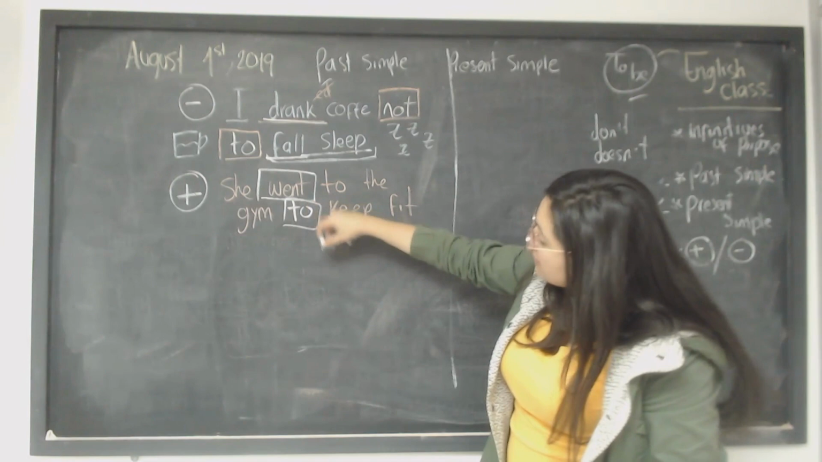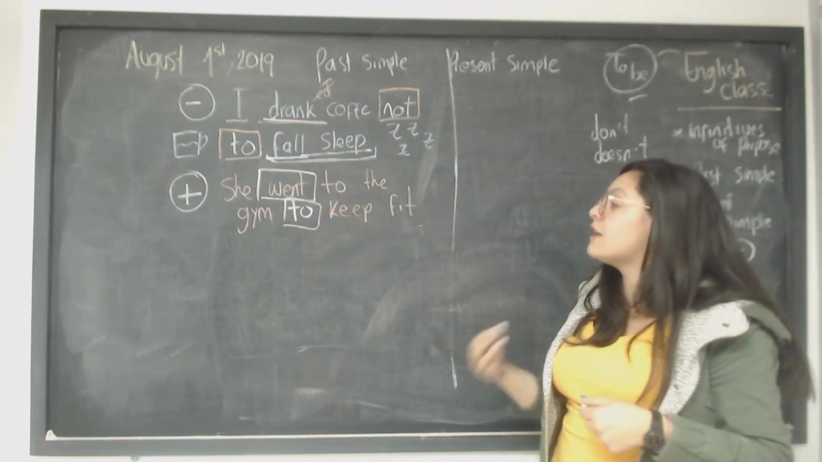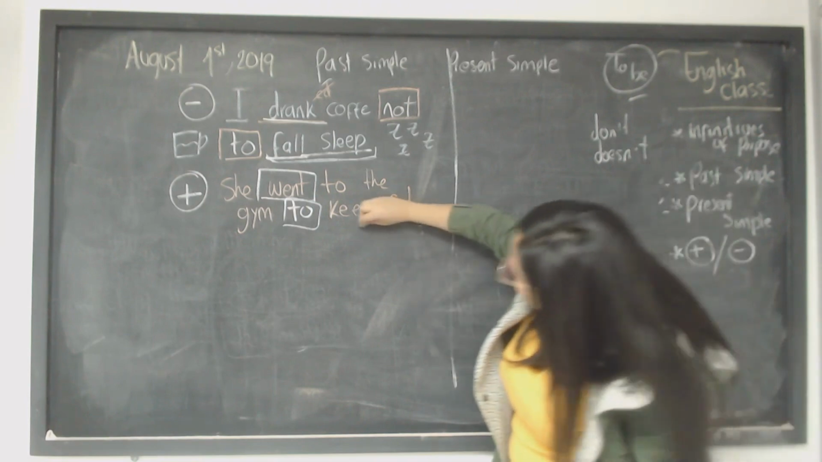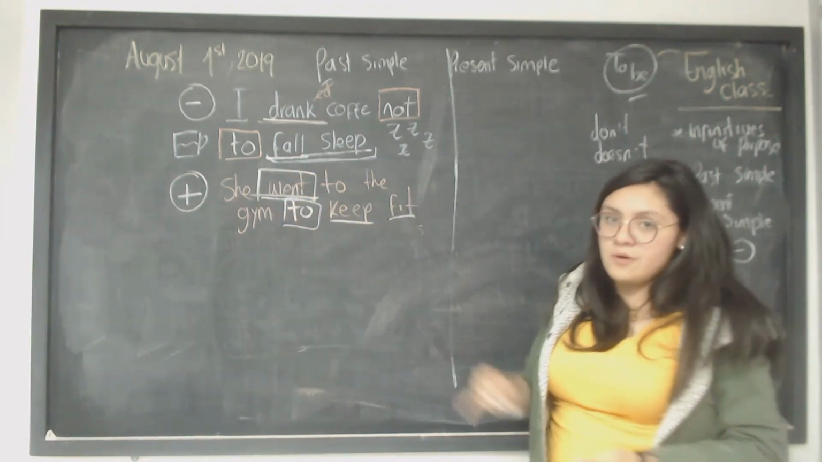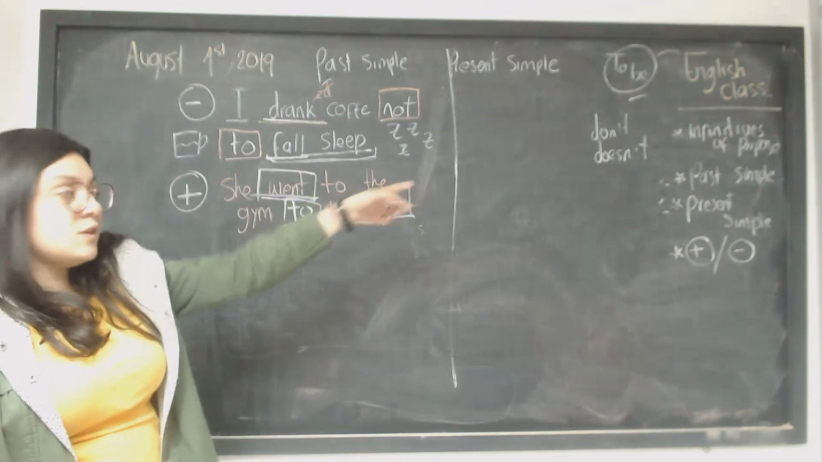And this one is the one that is positive. Y este es el que está en positivo. Entonces ella fue al gimnasio para mantenerse fit, okay? So this is a verb and this is a verb. Irregular and regular verb, okay? Now I'm going to explain you the difference between don't and doesn't.